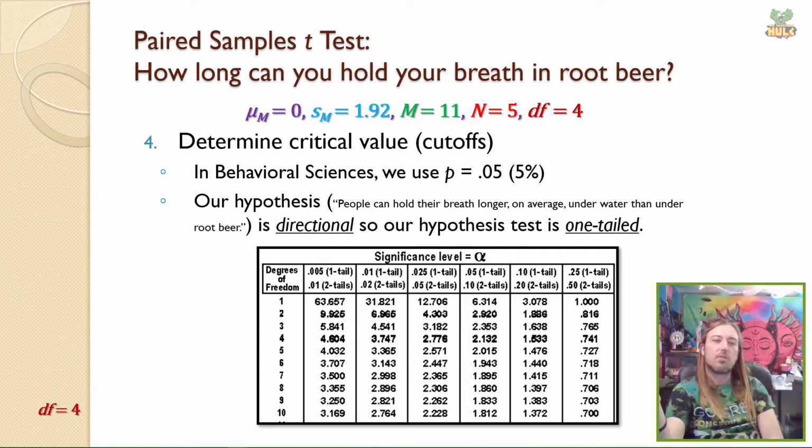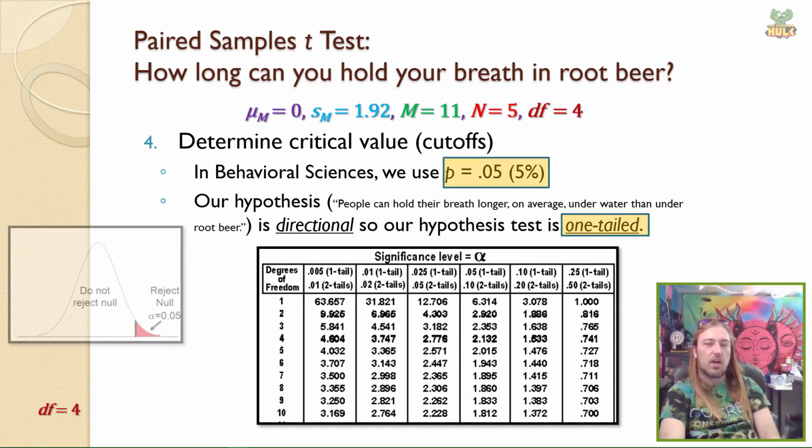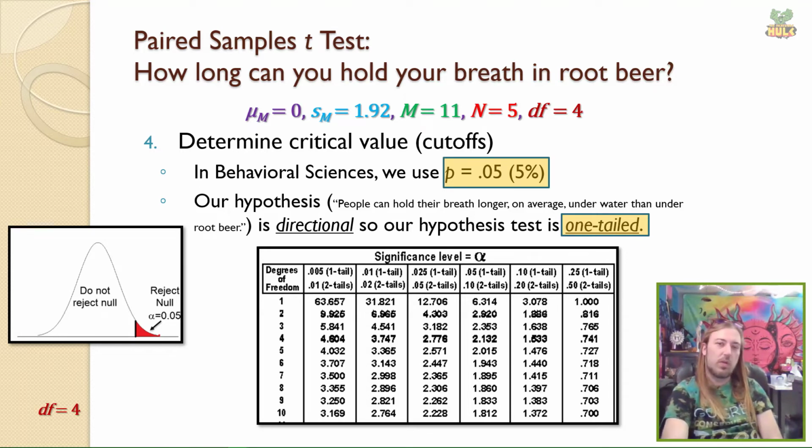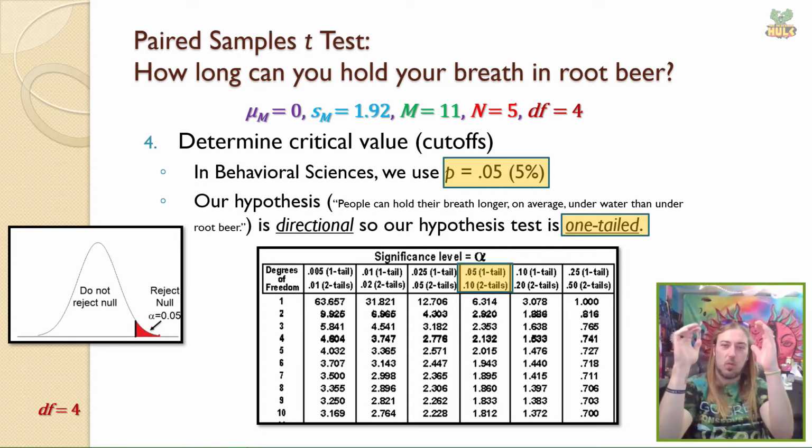the example is. So if we look back, it said people can hold their breath longer, on average, underwater than under root beer. Because it's saying that one breath holding time will be larger than the other, a specific direction of a difference, we call this a directional hypothesis. We can also see that p equals 0.05 is already stated here. Because it's directional, the whole 5% error is in one tail. Because it's in one tail, we need to go to that spot in our t-table where it says 0.05 and then in parentheses, one tail.